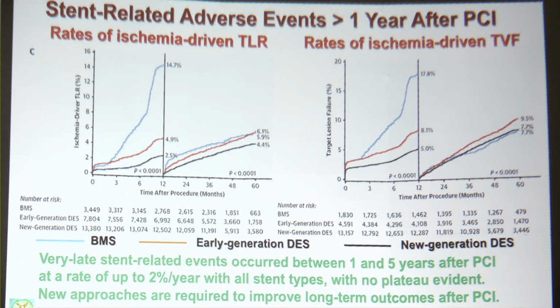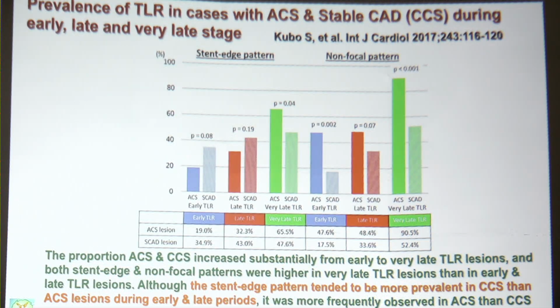As shown in this slide, very late stent events occurred between 1 and 5 years, more than 1 year after PCI, at a rate of about 2% per year with all types of stent. Therefore, I'm not sure whether new approaches are required to improve the long-term outcome. And this is a summary of the prevalence of TLR in cases with acute coronary syndrome or chronic coronary syndrome during the early, late, and very late stages.